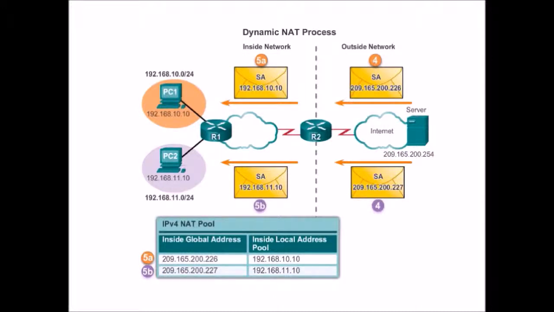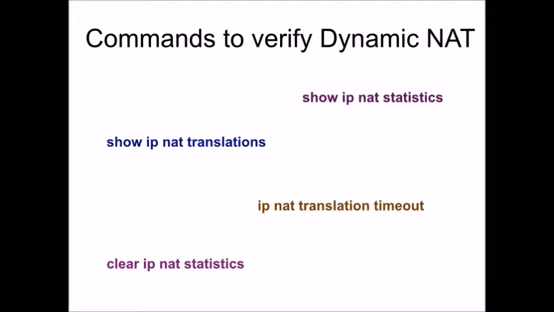In this figure, the traffic flows from outside to inside. The server receives the packet from PC1 and responds using its IPv4 destination address. When the server receives the second packet, it responds to PC2 using its destination address. When Router 2 receives the packet with the destination IPv4 address of 209.165.200.226, it performs a NAT table lookup using the mapping from the table. Router 2 translates the address back to the inside local address and forwards the packet toward PC1, and the same happens for PC2. PC1 and PC2 receive the packets and continue the conversation.